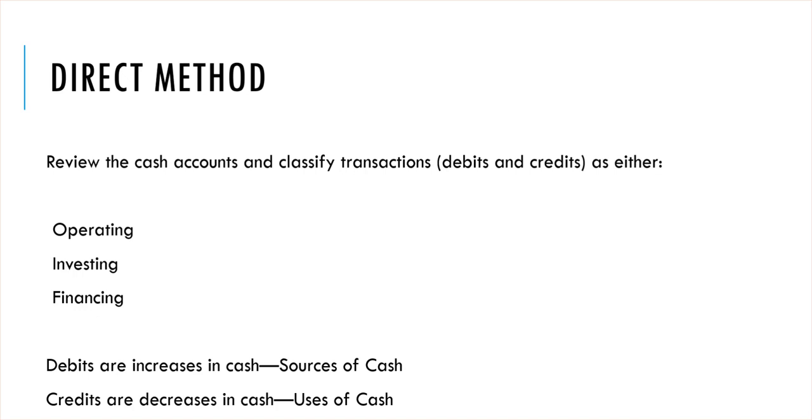The direct method, then, as I said, you're just going to go through there, and anytime you have a debit, it's called a source of cash. Anytime you have a credit, it's a use of cash, and you have to classify everything. A lot of work.